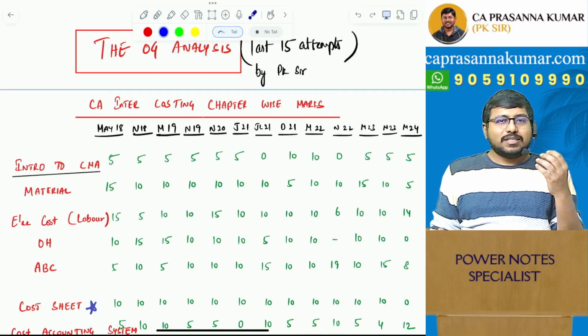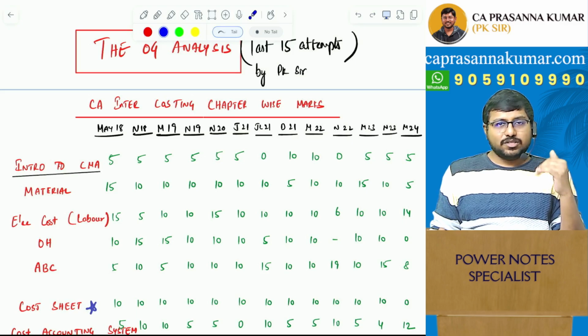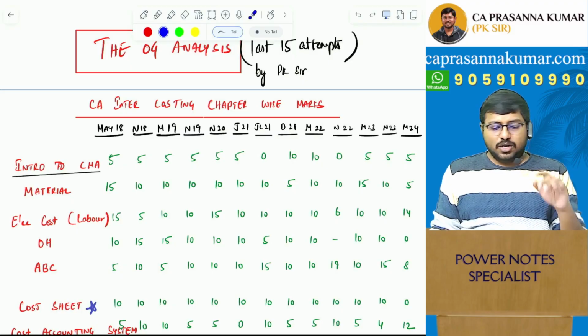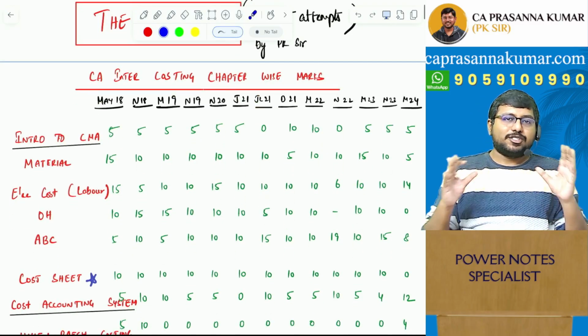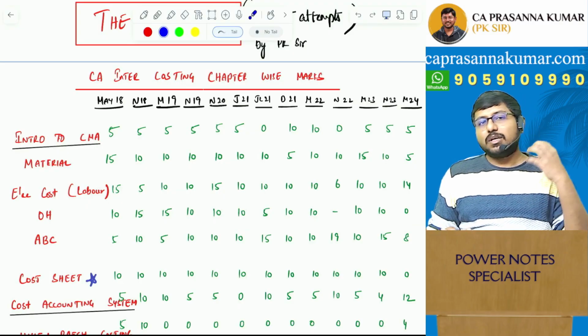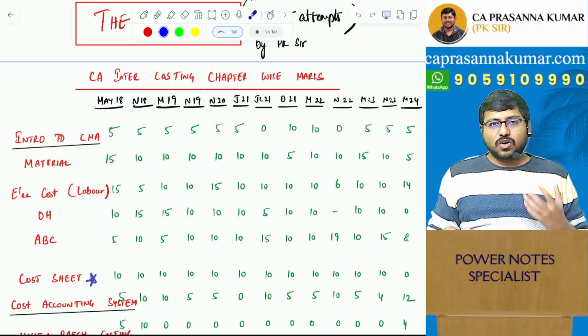You can also call this ABC analysis because I'm going to categorize all the chapters into A category, B category, and C category. Logically speaking, you can just study A and B and ignore the C, or you can also call this important chapter analysis, because once I'm done with this analysis, you are going to know all the important chapters that you need to pass the CA Inter costing exams, right?